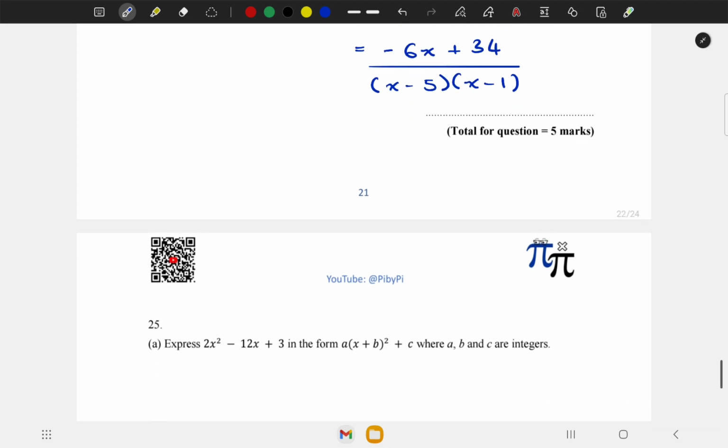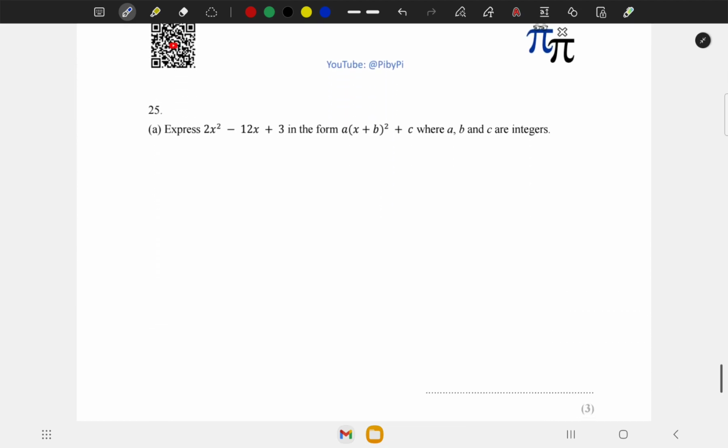Okay, moving on to the next question. You're being asked to express 2x squared minus 12x plus 3 in the form a into (x plus b) squared plus c, where a, b, and c are integers. So basically this question is asking you to complete the square. So whenever we're completing the square, we use a formula, (x plus b over 2) squared minus (b over 2) squared plus c. So this is what we're using now.